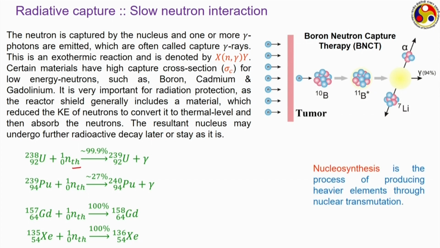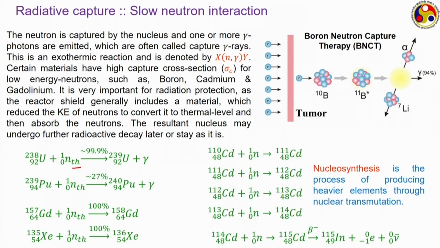Another important application, or I should say a very natural phenomenon of such kind of radiative capture, is nucleosynthesis. Nucleosynthesis is a process of producing heavier elements through nuclear transmutation. Basically, when this universe was formed, we had only subatomic particles like protons and neutrons, and as the universe started to cool down, the temperature kept on reducing, and these neutrons and protons kept on combining with each other to form much heavier isotopes, and that particular process is called nucleosynthesis. And this radiative capture of neutron is a very important part of that.